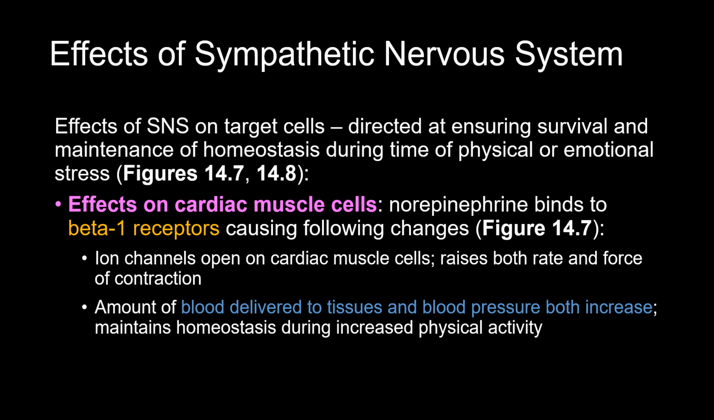Effects on cardiac muscle cells. As you already know, when you're nervous or exercising, your heart rate and blood pressure rise. This is due to the effect of norepinephrine binding to beta-1 receptors on the cardiac muscle cells, which opens ion channels and increases both the rate and force of contractions. So this heightens not only the amount of blood delivered to tissues, but also blood pressure, which maintains homeostasis during periods of increased activity.